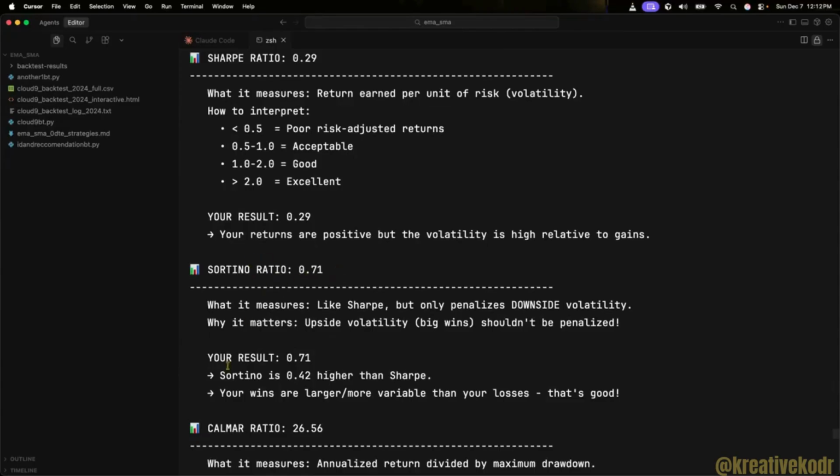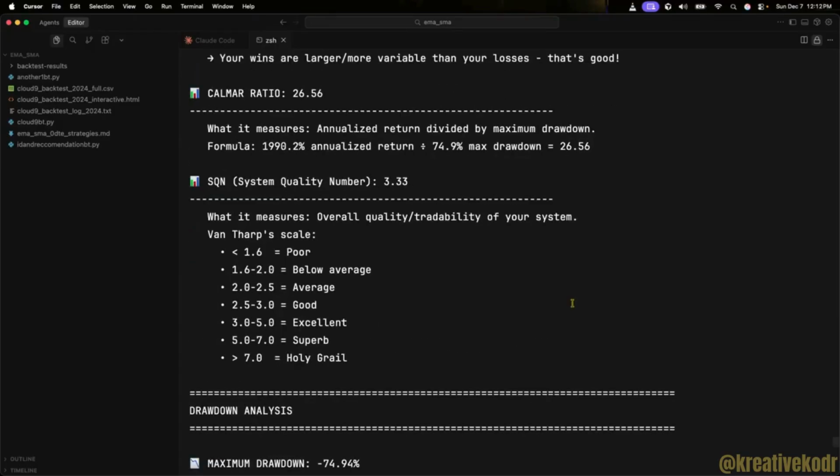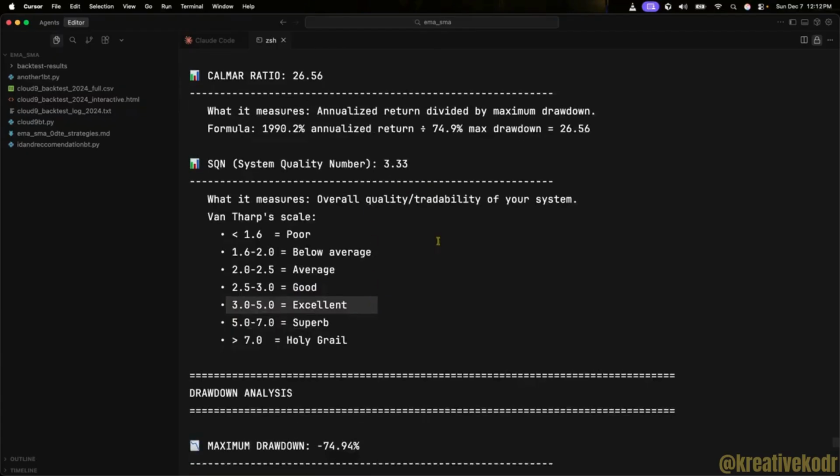Sortino ratio 0.71. The Sortino is 0.42 higher than the Sharpe. Your wins are larger and more valuable than your losses. That's good. The Calmar ratio measures the annualized return. We have okay, so that's Gucci. Our system quality is 0.33. Where do we measure? We're at excellent right now. We went from terrible to excellent.